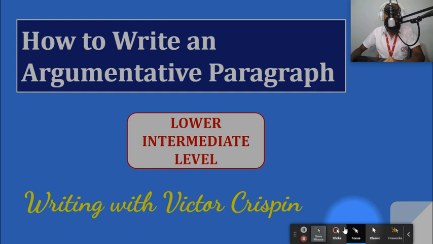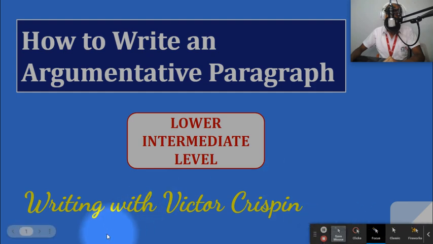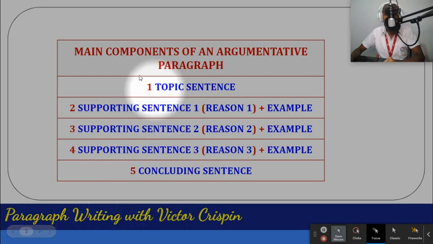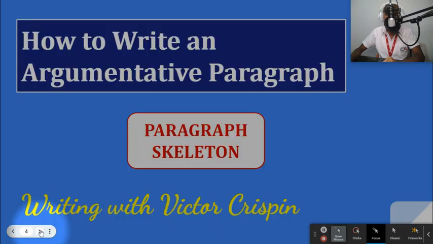The first thing that we're going to do is review the main components of an argumentative paragraph. As you can see here, we have them. The first one would be the topic sentence. The second one, the supporting sentence one or reason number one plus example. The second would be supporting sentence number two or reason number two plus example. Then we have supporting sentence number three or reason number three plus example. And finally, the concluding sentence. As you can see, there are five main components. Let's move on to the next slide.